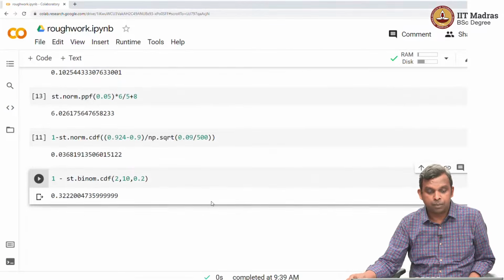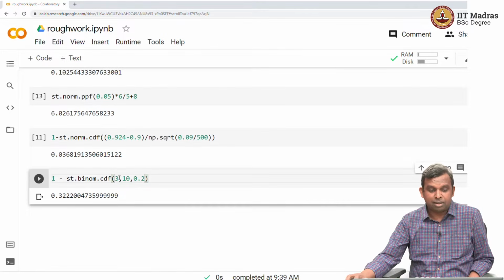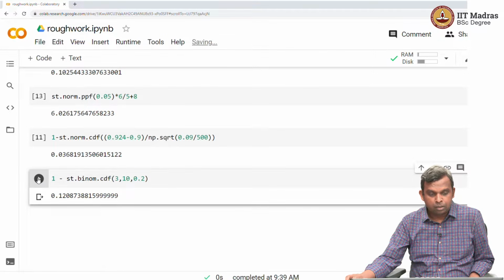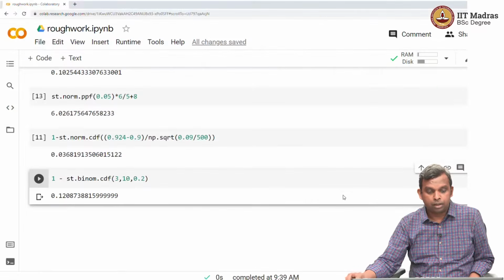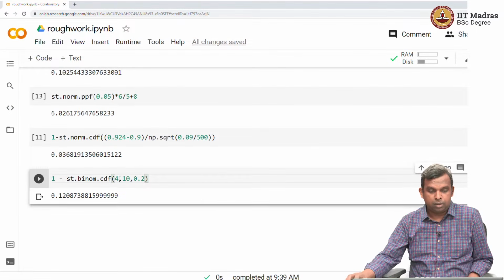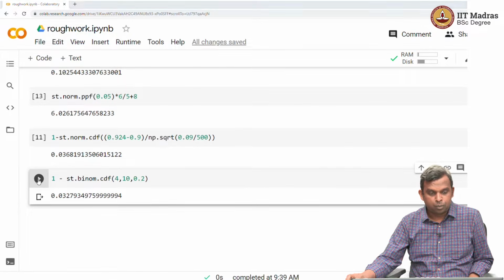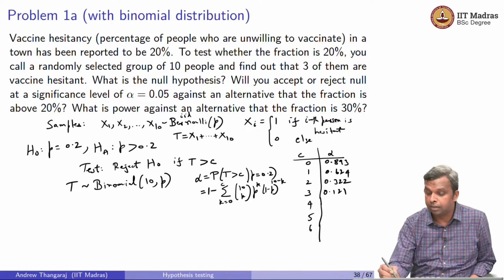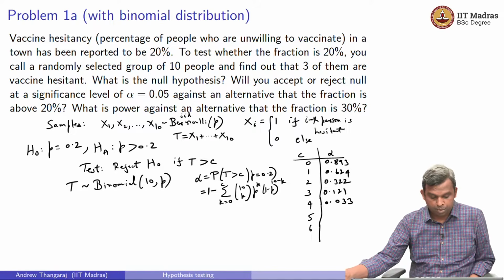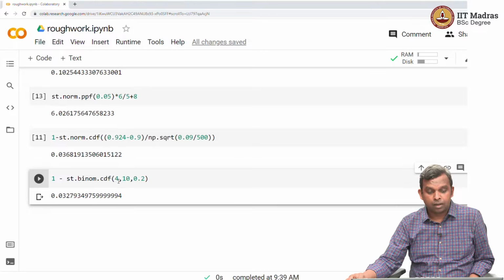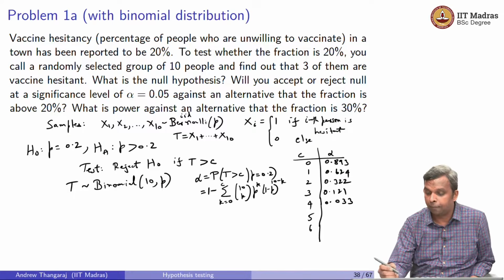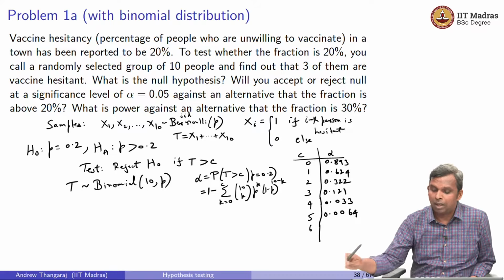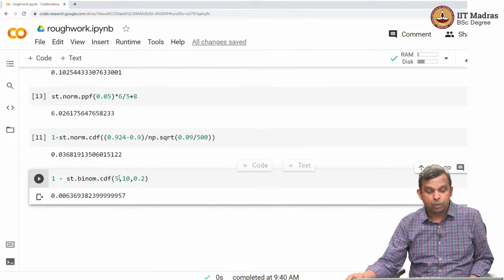Let's go to 3. Notice how the significance level is behaving. It's 0.121. Okay, let's go to 4, 0.03. So suddenly it's showing some reasonable behavior, and then 5, 0.0064. I'll do 6 also, just for the fun of it. We'll do 6.